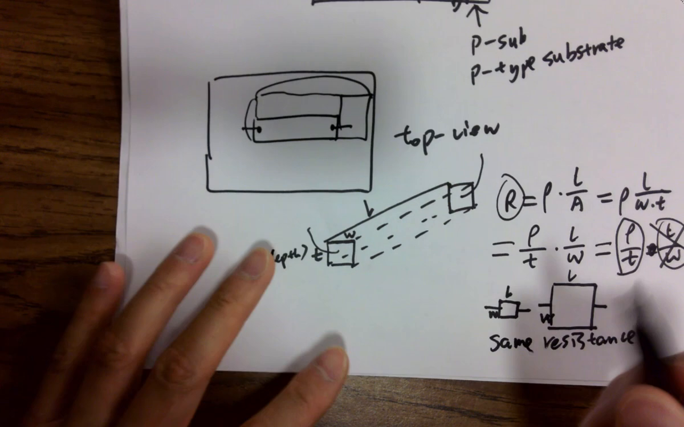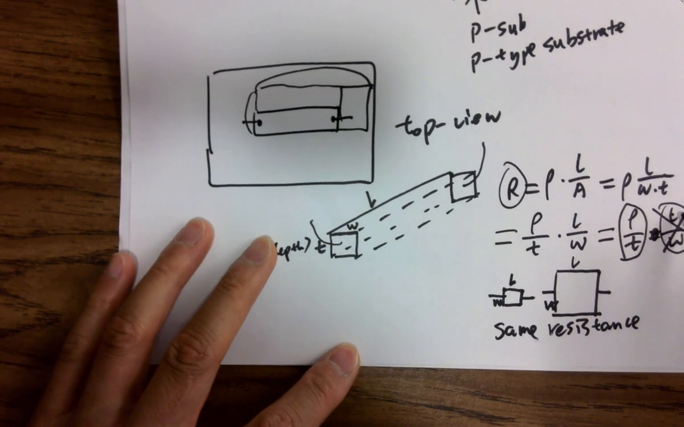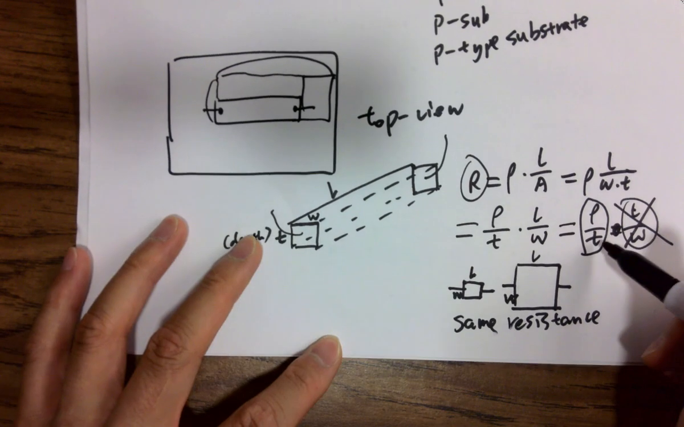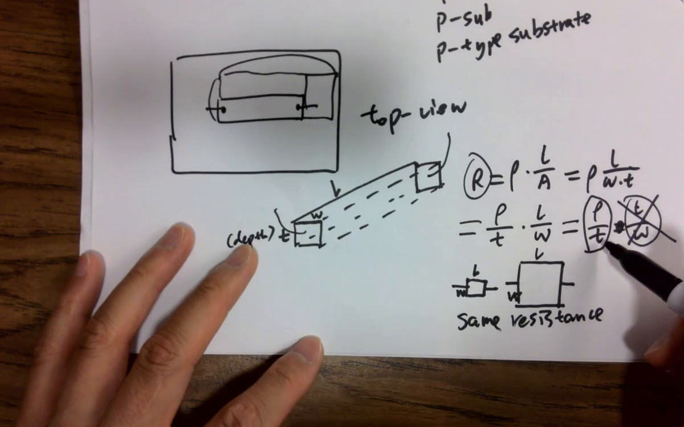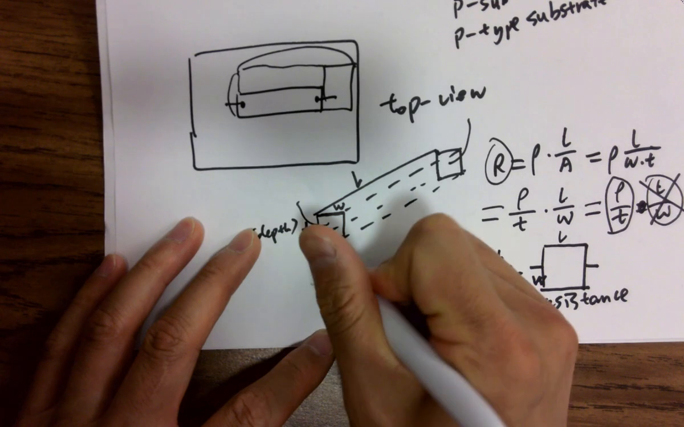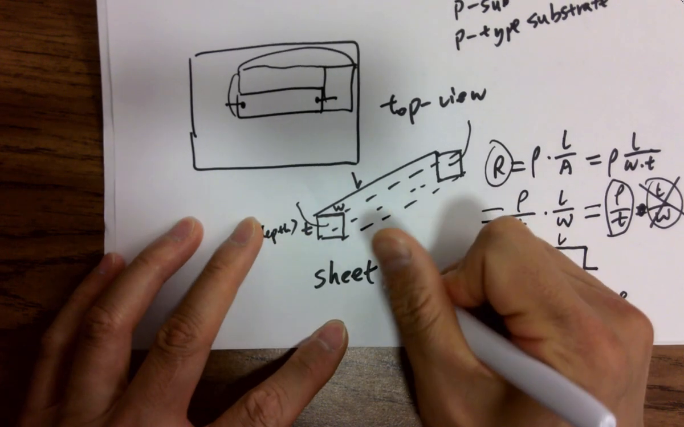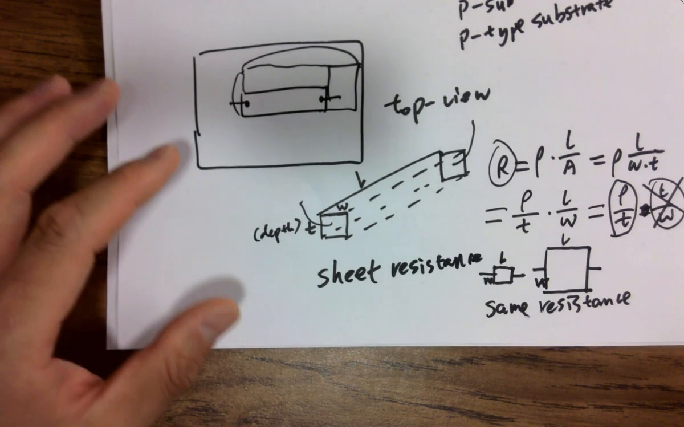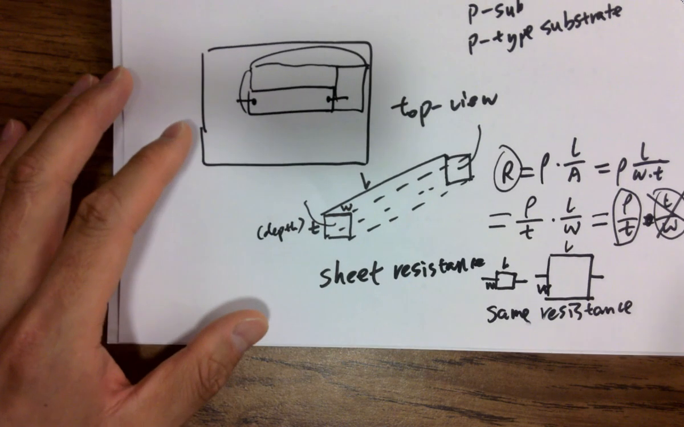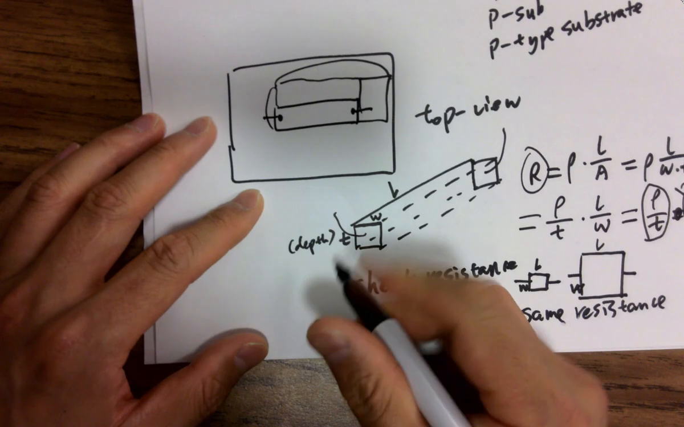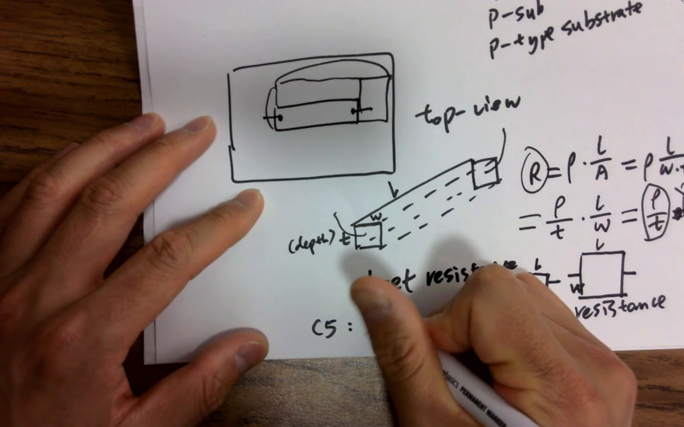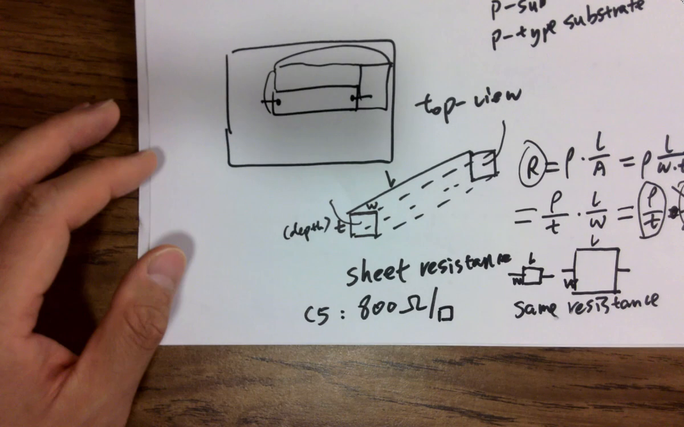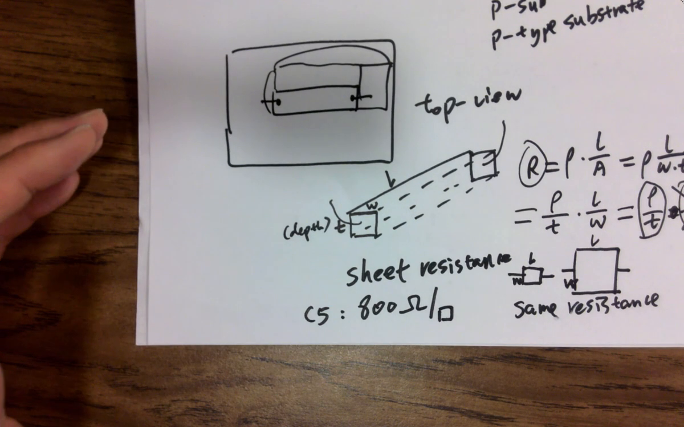And this is called the sheet resistance. For a square where L and W are the same, resistivity divided by the depth is called the sheet resistance of the unwell. Sheet resistance. And I believe for the C5 process we're using, for the unwell we're using, it's 800 ohms per square. Per square, because every square has the same resistance. So it's 800 ohms per square.